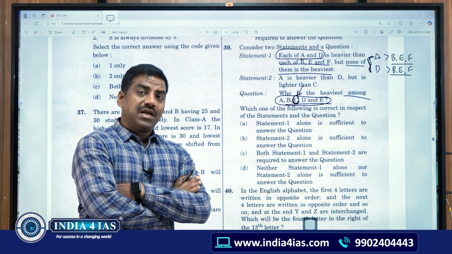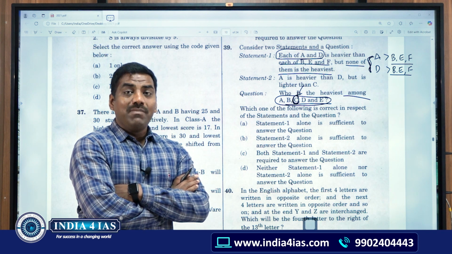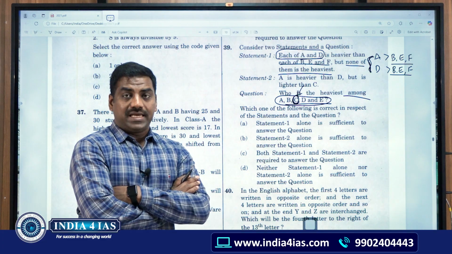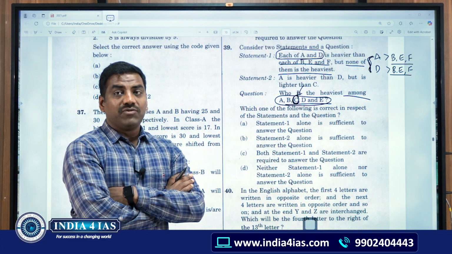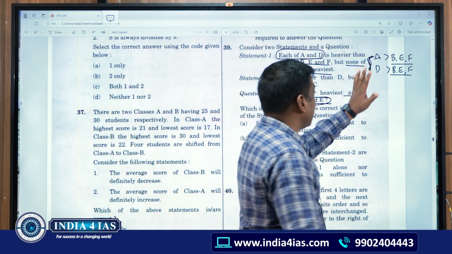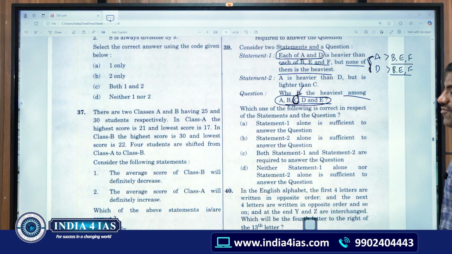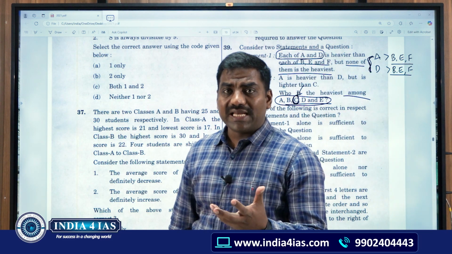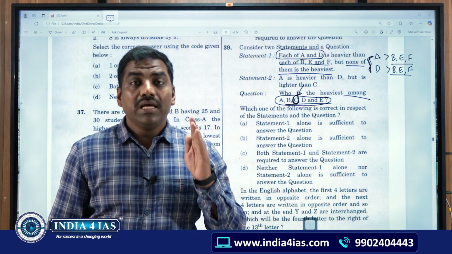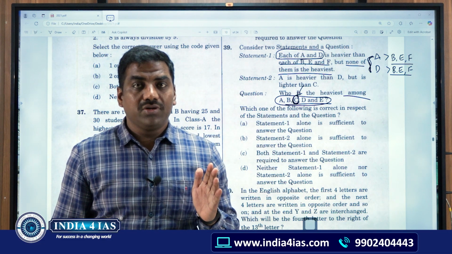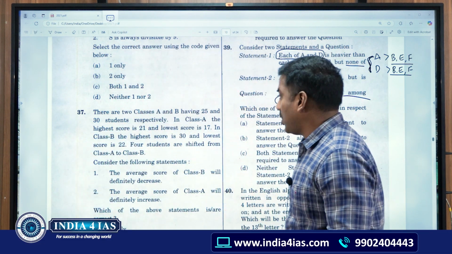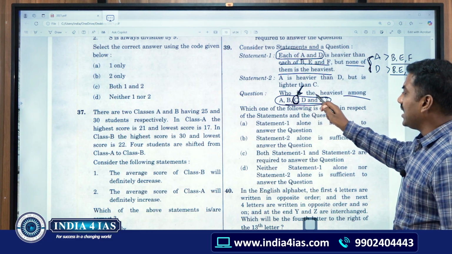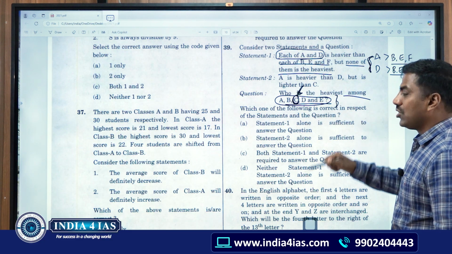Yeah, any other person outside can be heavier than all of them, but it is not exclusively given anywhere. Here we have the data only about A, B, D, E, F. So I cannot conclude, but yes, it appears like C is the heaviest. But do we have that information? Because here there is no comparison of C at all. And here they are telling like who is the heaviest among them.